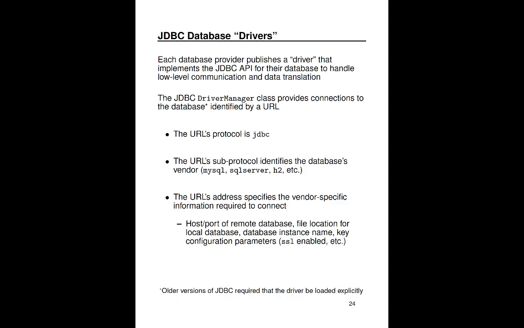And then after that is the address for the URL, and that specifies how exactly to connect to the database, or really the location of the database to connect to. And this is vendor specific. Sometimes you'll have a host and a port if it's a remote database. Maybe it's a file location if you've got a database locally. Sometimes there's configuration about the database instance name or how SSL communication is enabled, things like that. So even though the JDBC API itself is vendor neutral, the connection string is a place where you end up putting vendor-specific information. But it's only in isolated places like that.